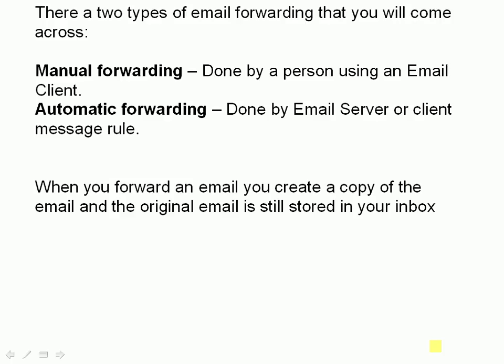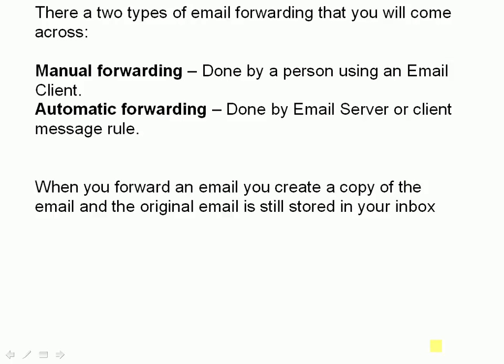Now, there are actually two types of email forwarding that you'll come across. There's the manual forwarding, which is what we're going to cover in this video, and that's done by a person using an email client. And there's automatic forwarding, which is normally configured by an email administrator, and it's done on the email server, or alternatively can be done on a client using message rules, but that's not very common these days because that relies on the POP3 protocol.